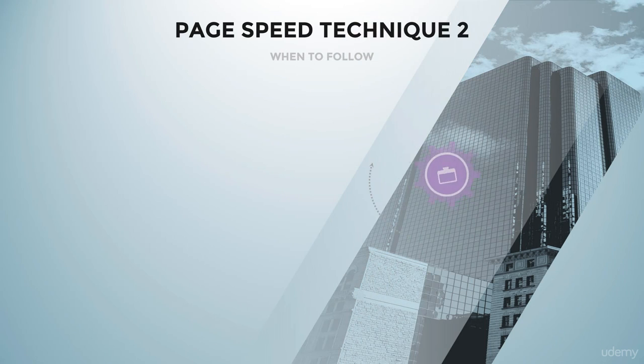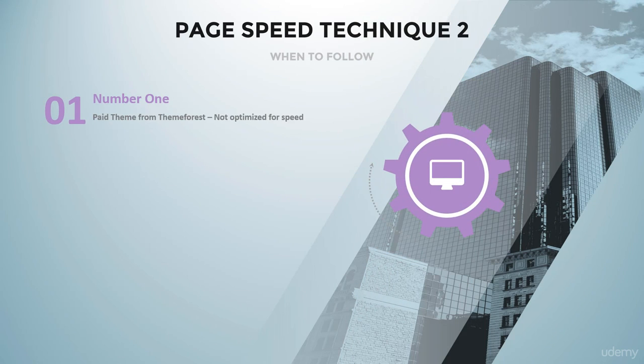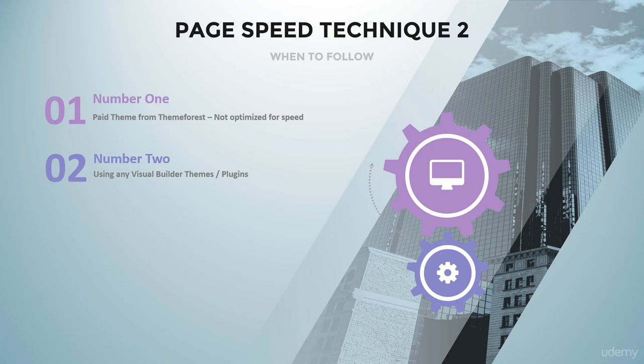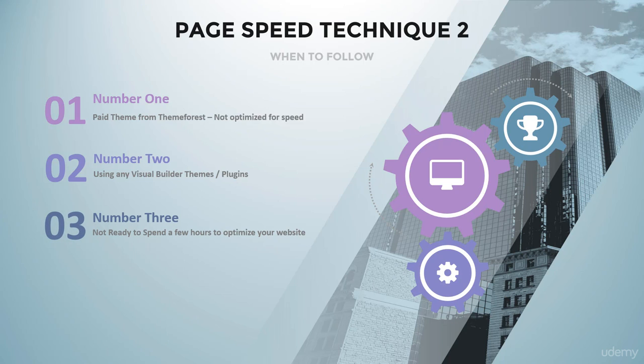If you're using a paid or free theme from Theme Forest or any other website that is not optimized for speed, if you're using any Visual Builder or drag and drop building plugins, if you're not ready to spend even a few hours to optimize your website, then this technique just takes less than 20 to 30 minutes, based on your capabilities, to follow. It's so easy and quick. You will get a page loading time around a second or two and a page speed score around 85% in Google's Page Speed Insights tool.